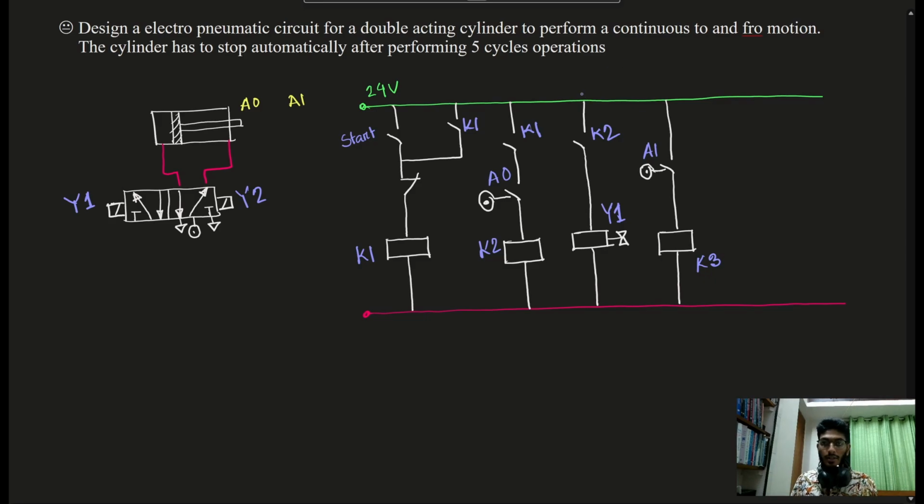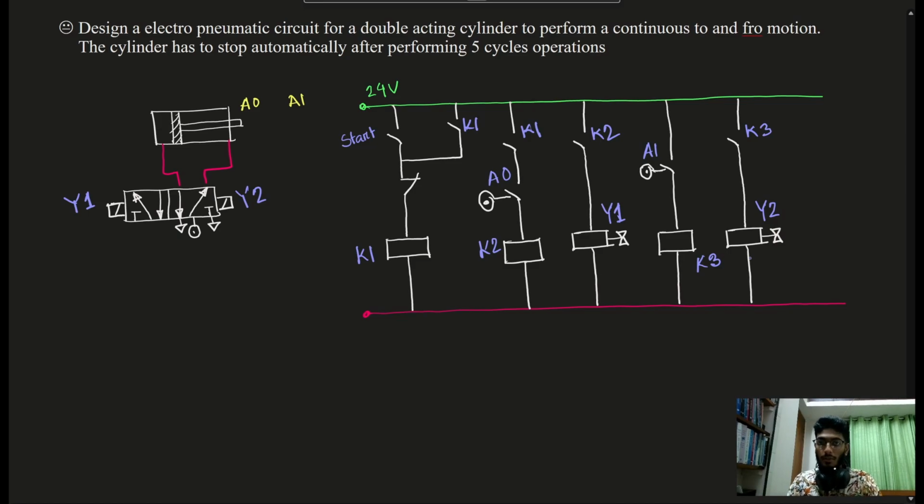Now for the next branch, I will copy this. Okay, so this make switch will sense K3 and this solenoid will be Y2. It will be linked to the right side of this 5x2 DCV.